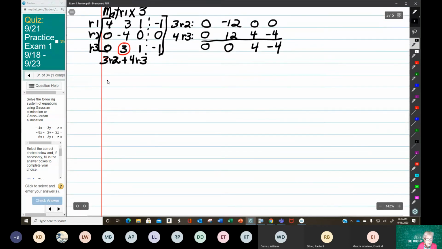And so matrix 4 is going to be my last matrix. Most of the time using Gaussian elimination on a 3x4, that is, there are 3 rows and 4 columns, you're going to have 4 matrices. So this is still new row 3.